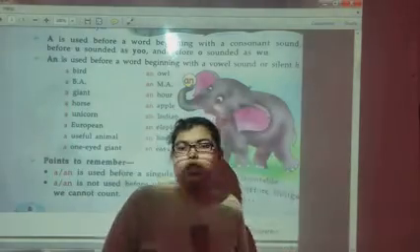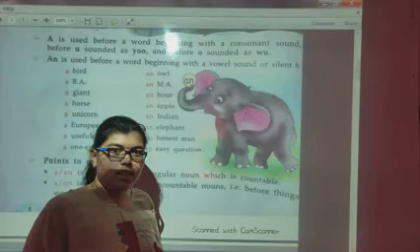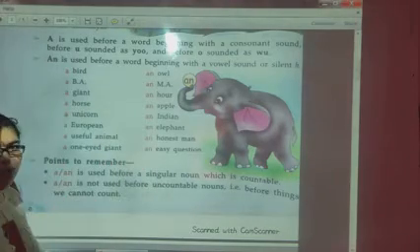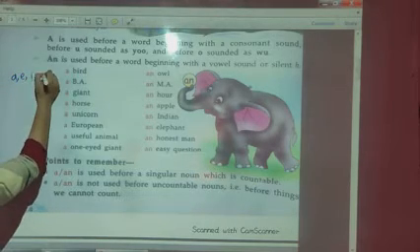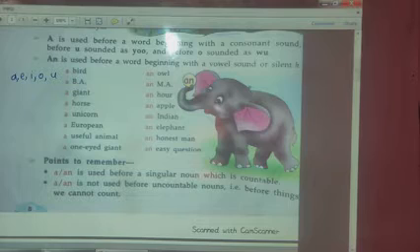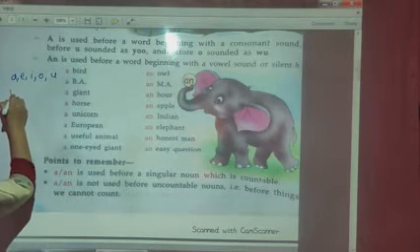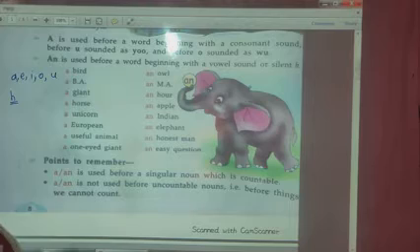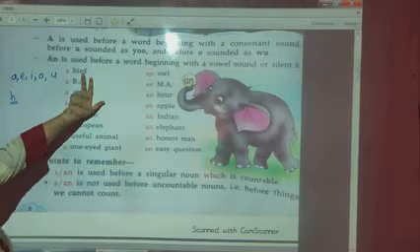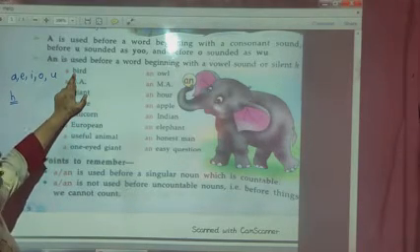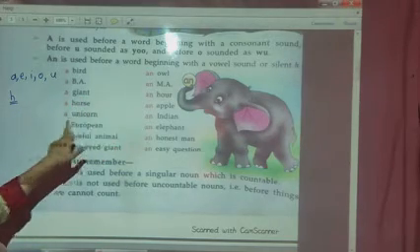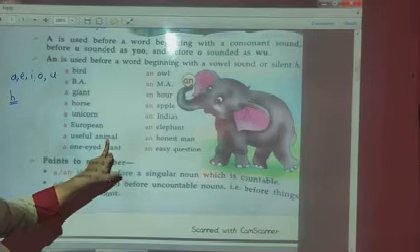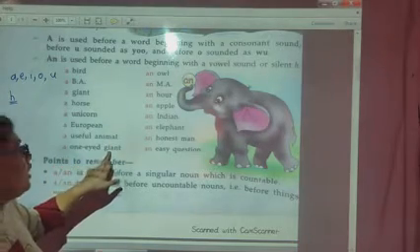A is used for the consonant sounds, and an is used for the vowels. Now everyone knows the vowels. Which are the vowels? A, E, I, O, U. These are the vowels. Sometimes whenever H is silent, that time we use an. Now we will see the examples. Now a bird, here B is a consonant sound. A bird, a giant, a horse, a unicorn, a utopian, a useful animal, a one-eyed giant.